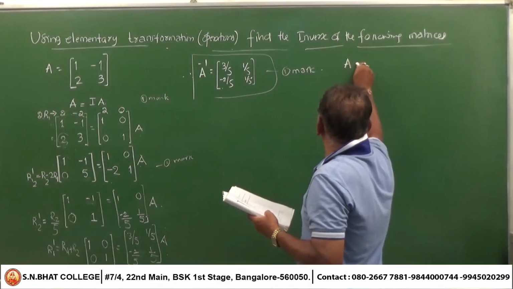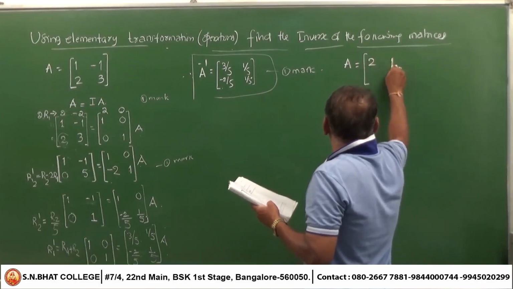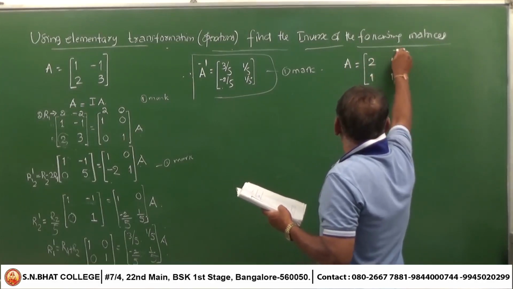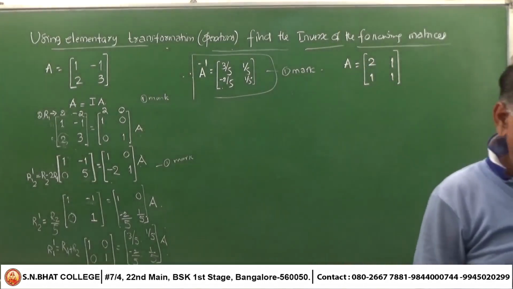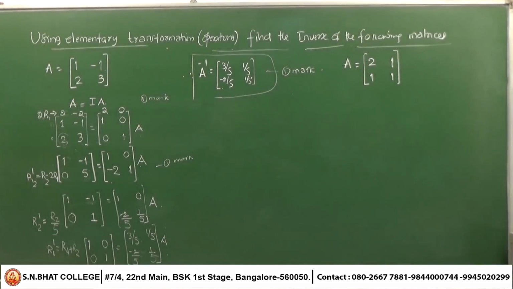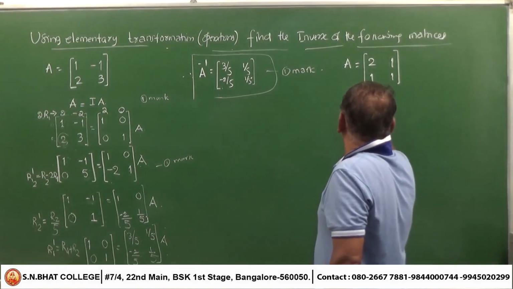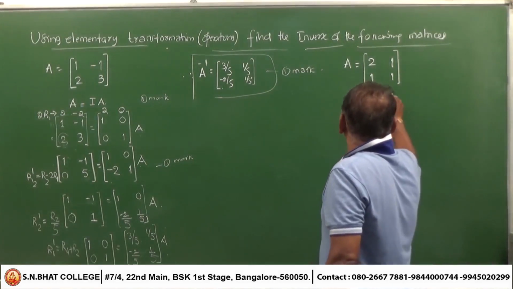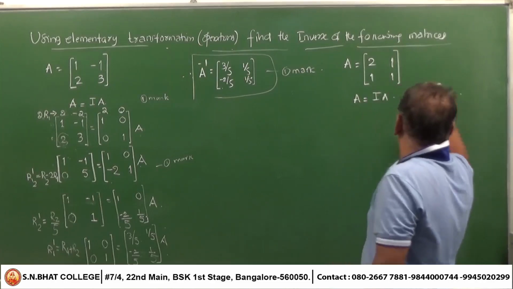Next problem, A is equal to 2, 1, 1, 1. Find the inverse using elementary transformation. See here, first you have to write A is equal to I into A, 1 mark. Just writing this statement, 1 mark.